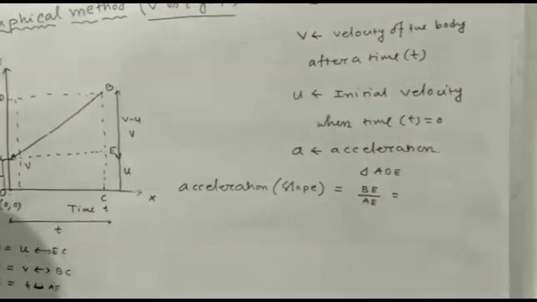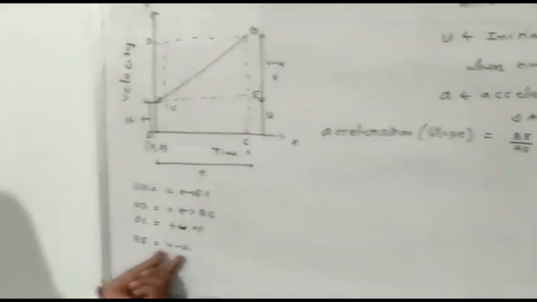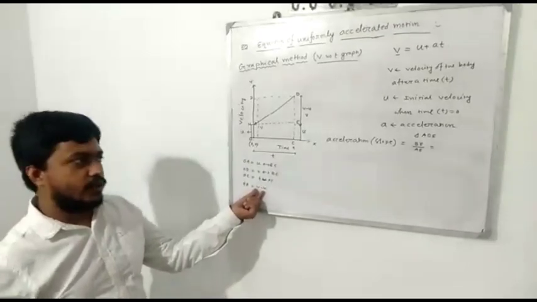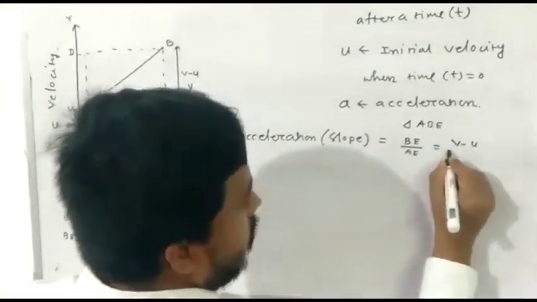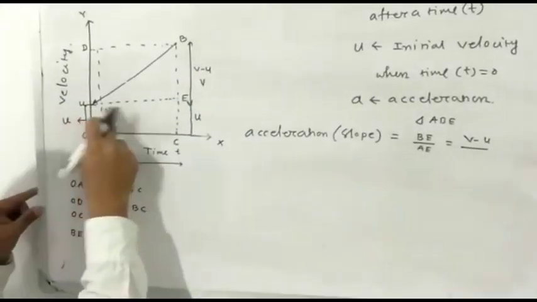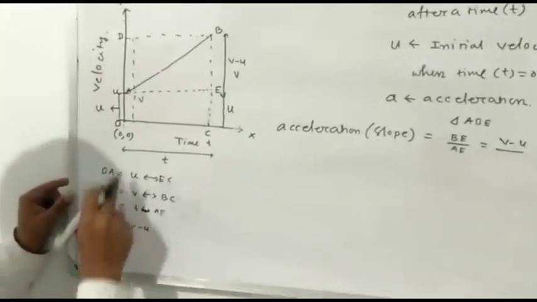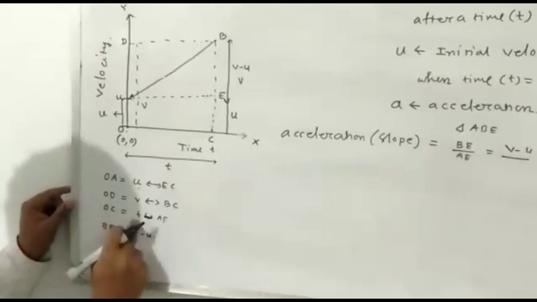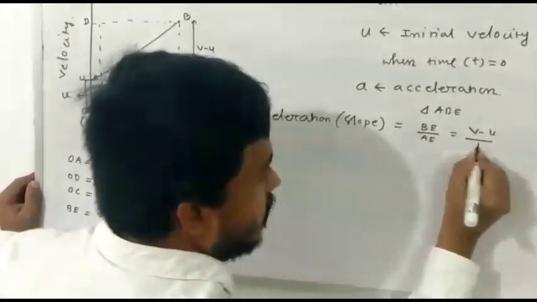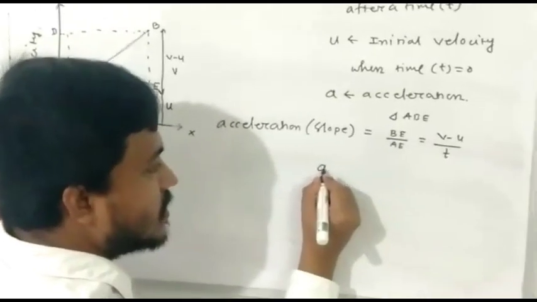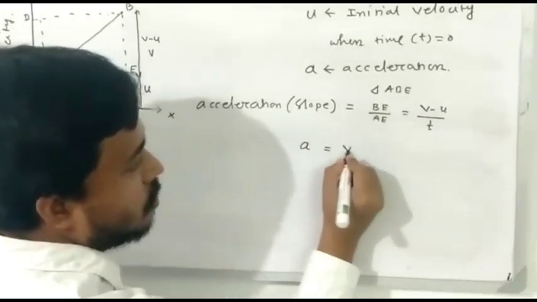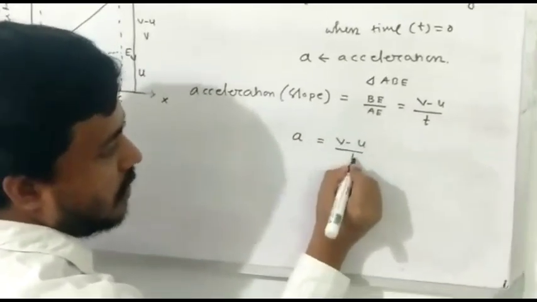Now discuss, students, what is the value of BE? BE equals V minus U. So in the place of BE, you can write V minus U, divided by the length AE. Length AE, or OC, equals T. So you can write T here. Now students, acceleration is represented by the symbol A. So A equals V minus U by T.